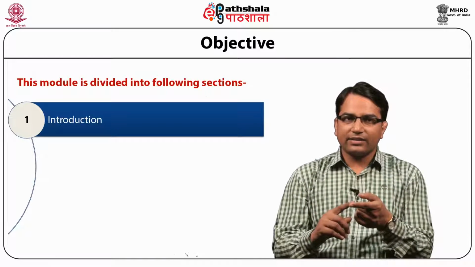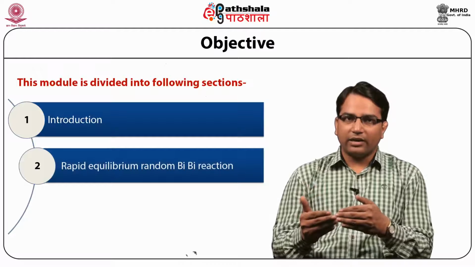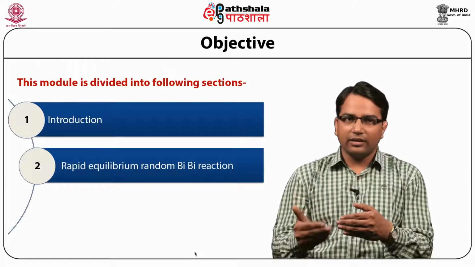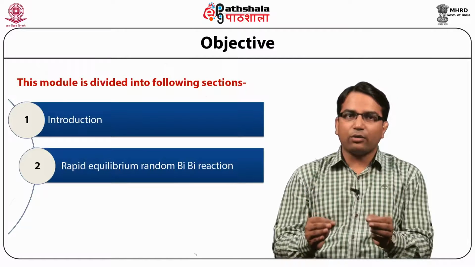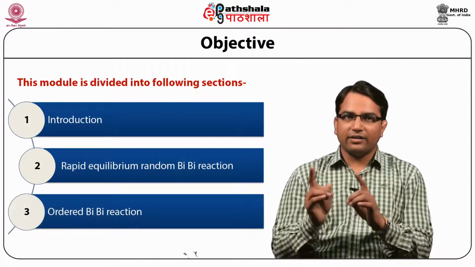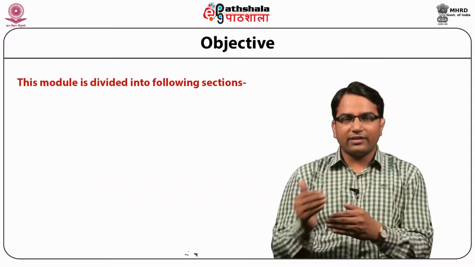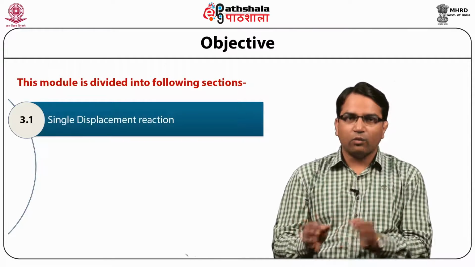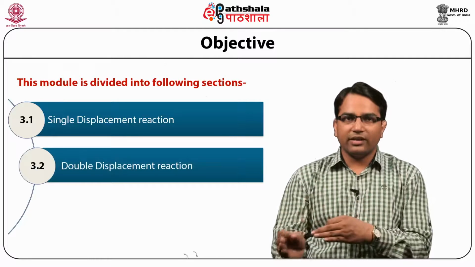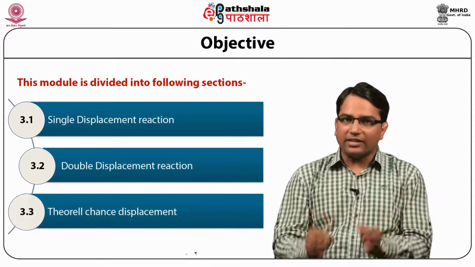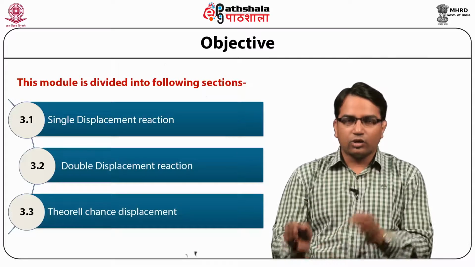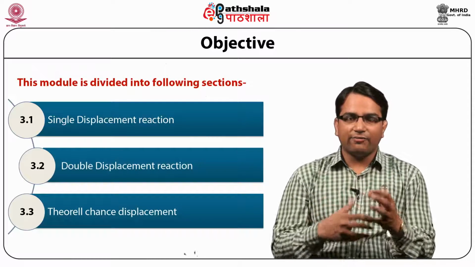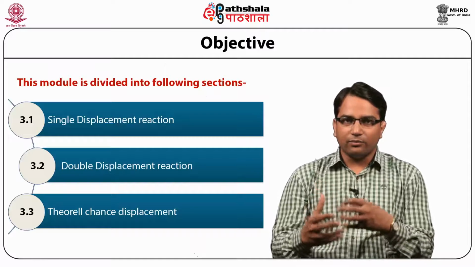Then the second is the rapid equilibrium random bi-bi reaction. We will discuss it in detail, and then we will discuss the ordered bi-substrate reaction, where we will further discuss what is a single displacement ordered reaction, what is a double displacement ordered reaction, and what is a Theorell-Chance displacement reaction. So, we will also correlate the kinetics of different reactions during this module.